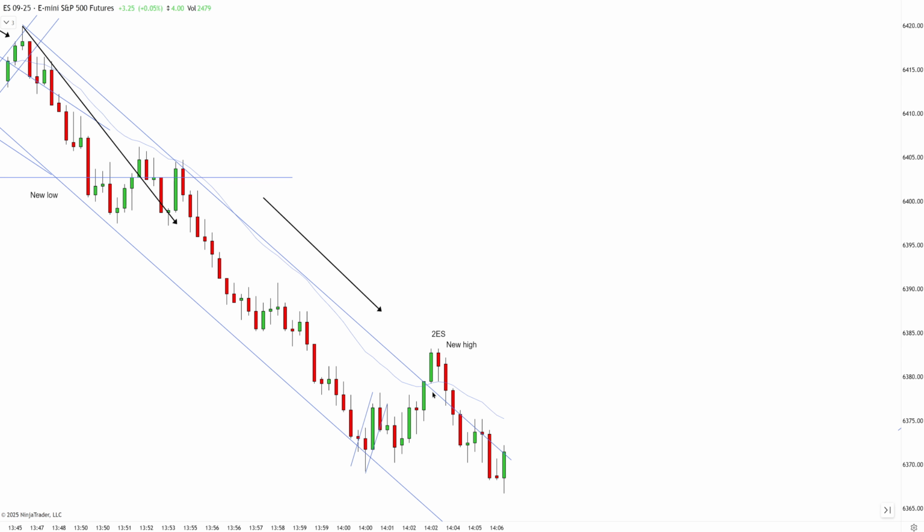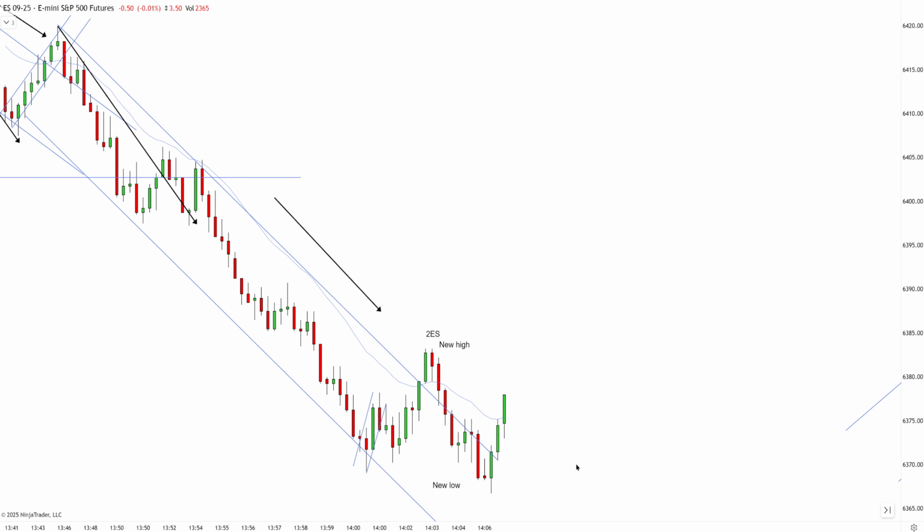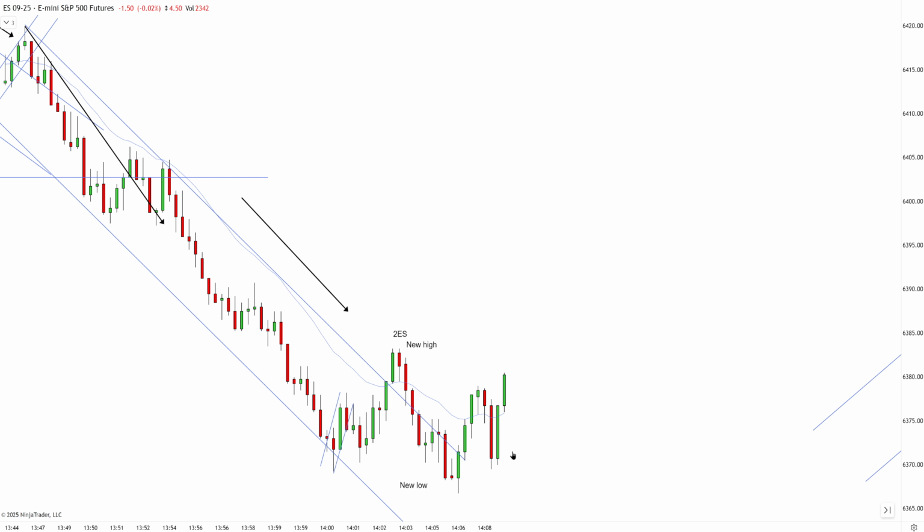Okay, there was no lower high. We already have a break, a push to a new extreme. The downtrend played out. Okay, so I'm going to pause looking to go short because the downtrend played out. Okay, attempt to break the EMA.